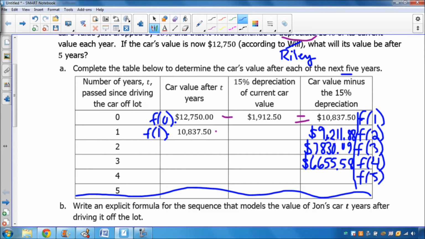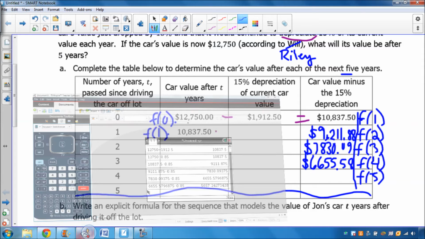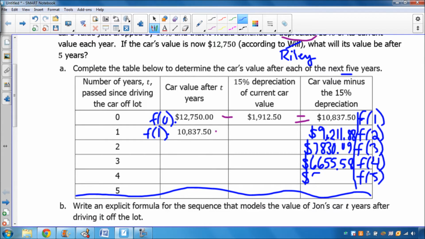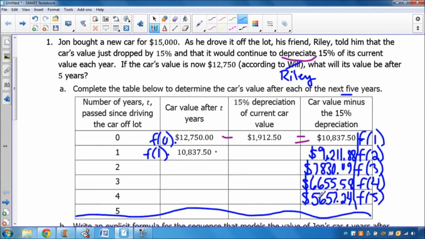All right, and then let's do it one more time to figure out our final answer, and we get $5,657.24. Okay, so let's go ahead and write that out. $5,657.24. So this is major. You start off with a car that costs $15,000, and after 5 years, it's only worth less than $6,000. So you're losing a lot of money right here.